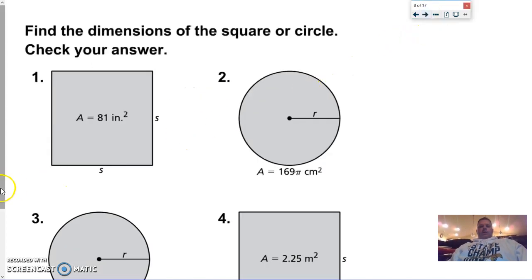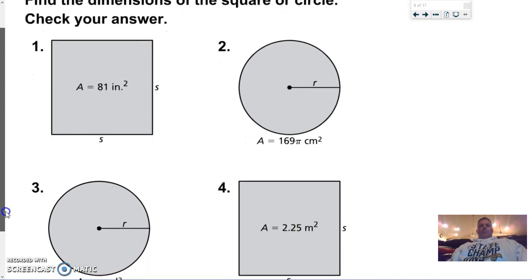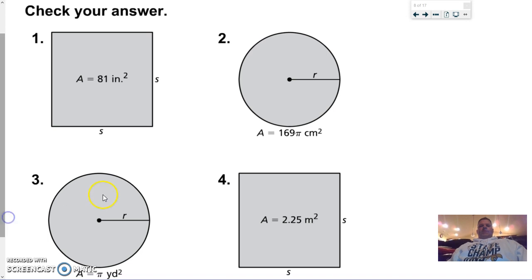Our final activity will be to come up with these dimensions. Remember, a square is base times height, so we're taking the square root of the area for number 1 and number 4. And in 2 and 3, we are working on pi r squared, so we are taking r times itself, taking the square root of that and the square root of that in front of the pi. Please pause the video for our last activity.